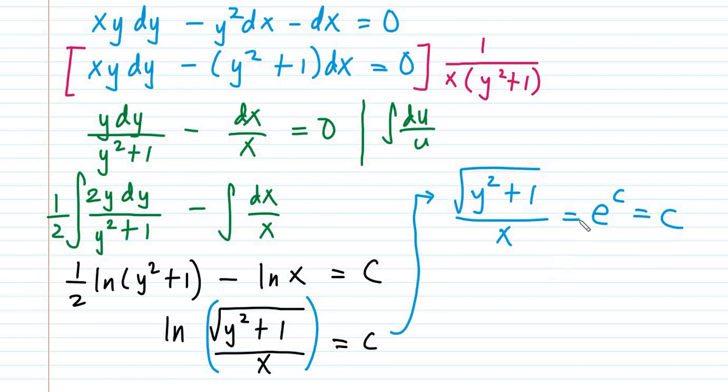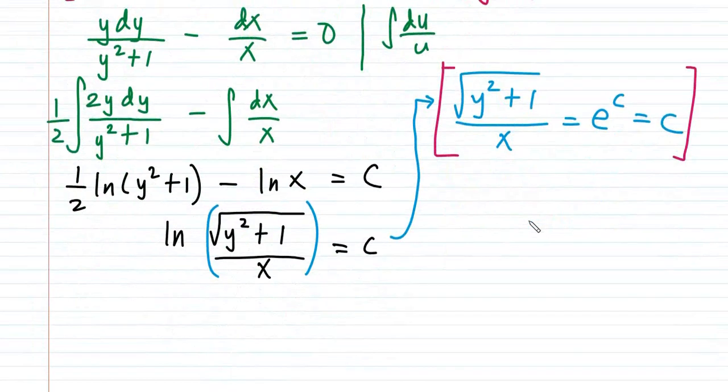Since we now have our general solution, it's now time to solve the particular solution. As I've said in the step, we substitute the boundary condition. The boundary condition that we have in the problem is that when x is equal to 2, y is equal to 1.